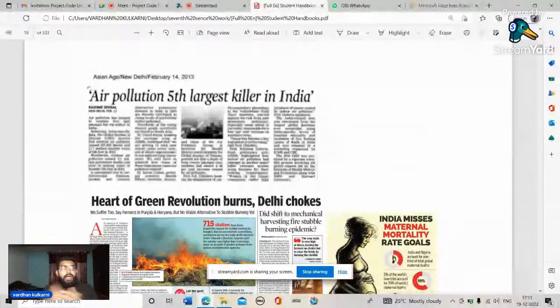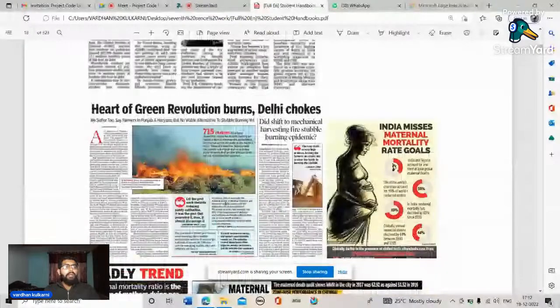In Delhi, there is a large population and lots of pollution. There are fewer trees, lots of trees are cut down, and the population is increasing day by day. So you don't get fresh air, and that in turn makes Delhi choke.